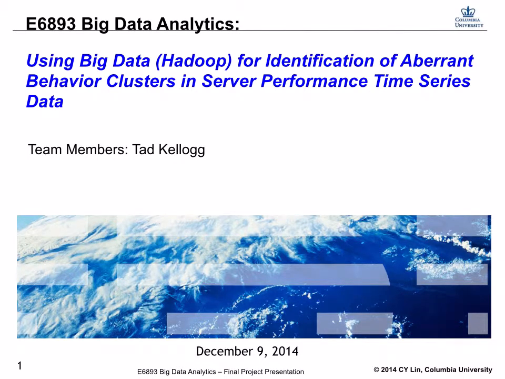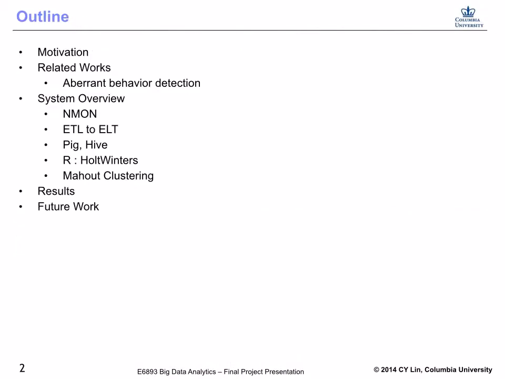I'm going to be presenting today the project using Big Data Hadoop for identification of aberrant behavior clusters in server performance time series data. This is a project for EECS 6893 Big Data Analytics, Columbia University. We'll go over some motivation, related works to this problem, system overview for the project that facilitates the solving of this problem, and results and future work.